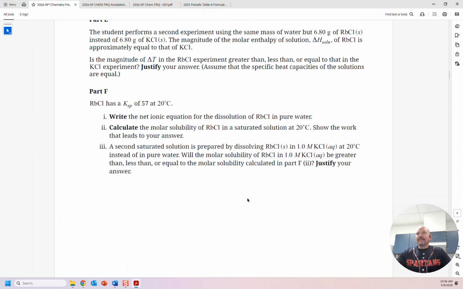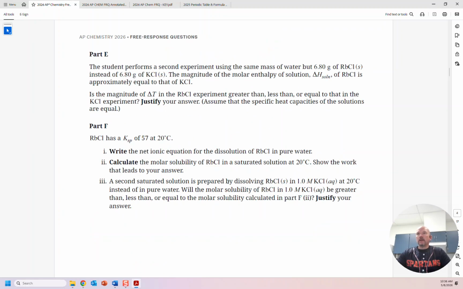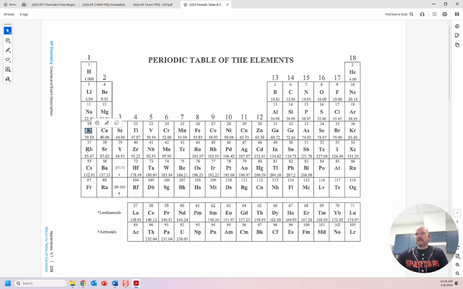All right, part E. So a student performs a second experiment using the same mass of this compound. Now, we should know right off the bat, rubidium is heavier than potassium, but in case you didn't know, here's potassium, here's rubidium. Remember, the delta H is about energy per mole that reacts, not energy per gram. So it doesn't matter that we use the same mass. What matters is we're going to have less moles of rubidium chloride, because 6.8 grams of rubidium chloride is going to be less moles reacting, because rubidium chloride has a greater molar mass than potassium chloride.